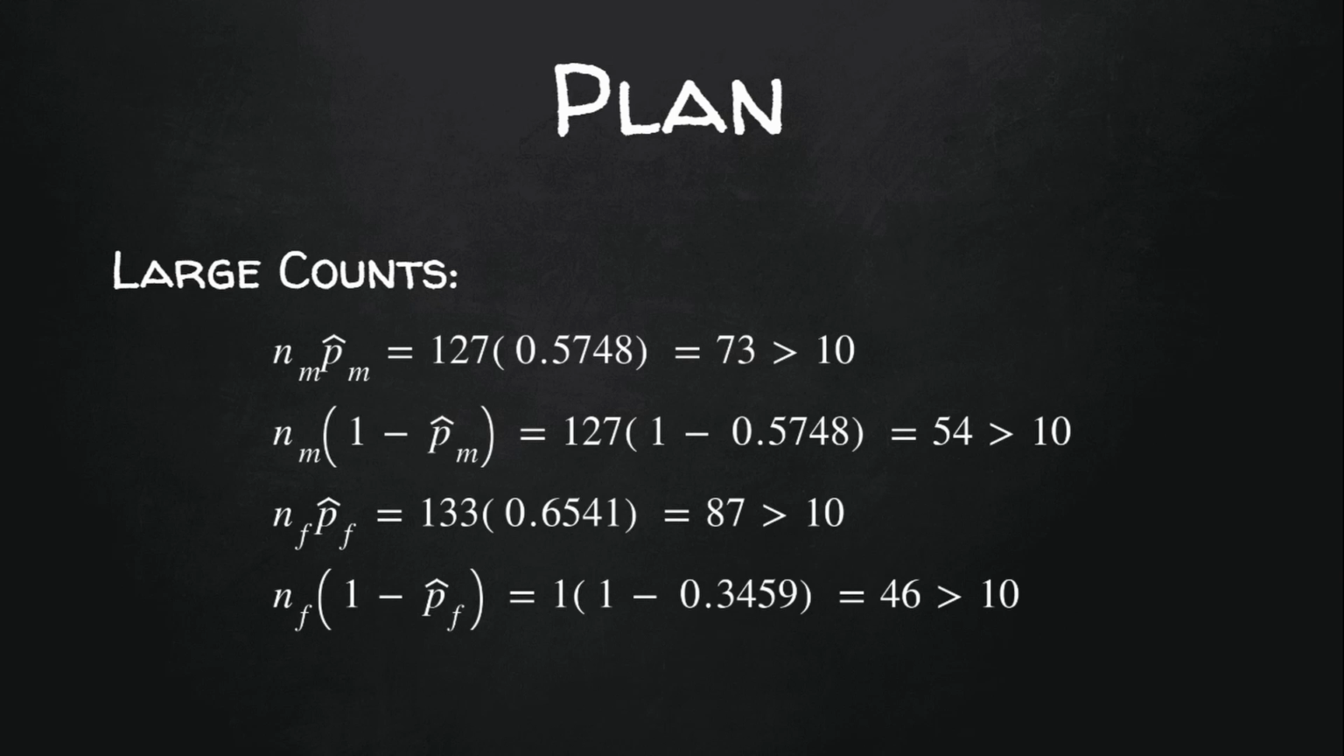This gets a little bit tedious checking all of these sample sizes times the sample proportions, but it's important that we are able to verify that the sampling distribution is approximately normal. So take your time and check all these conditions. As you can see, all of our calculations end up being larger than 10.